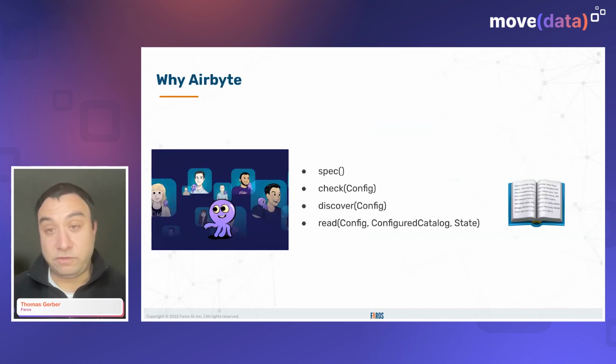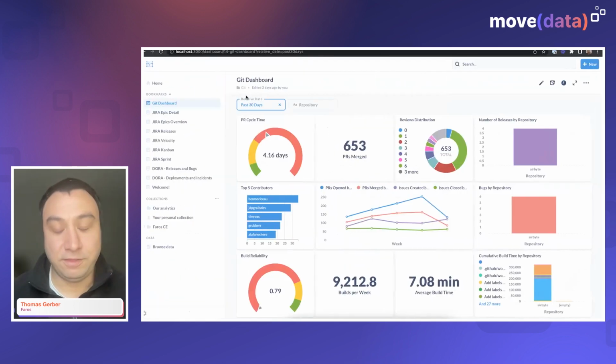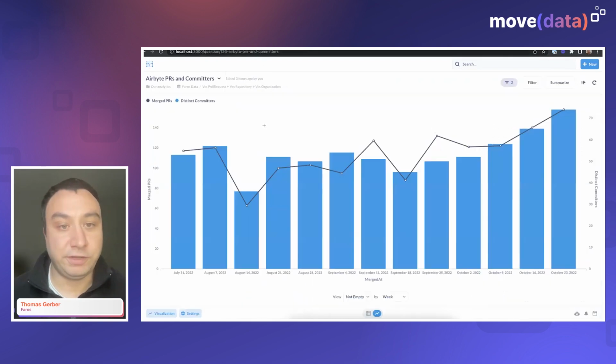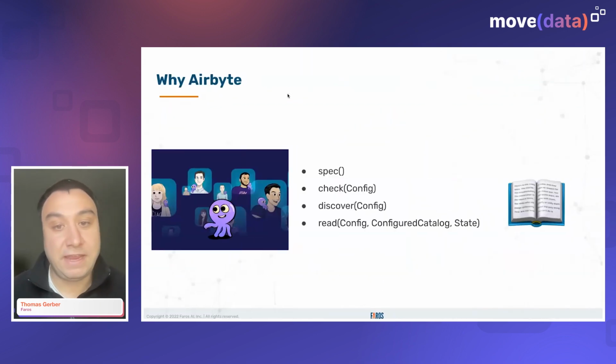A few things stood out immediately with Airbyte. First, the community. Just using my own tool, I loaded the main repo in GitHub in our tool and charted a few things. If you look at PRs and committers on a weekly basis, you see that there is well over 100 PRs being merged every week by over 50 different committers. This gave us the confidence that Airbyte was very active, was here to stay, and that we could build upon it.